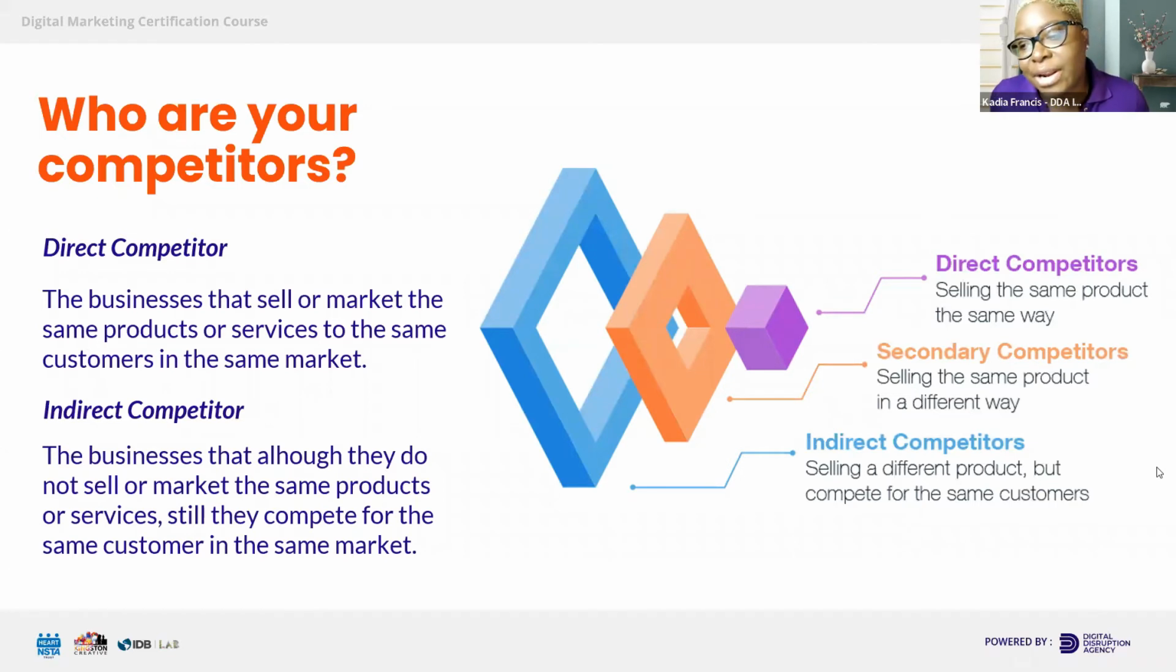But there's another category that I call secondary competitors. Let me tell you why I don't really want to muddle the water with secondary competitors. Because your secondary competitors are really your direct competitors, but it's really how they're marketing the product and service. I'll give you an example. Microsoft Teams versus Zoom. They're direct competitors. But how Microsoft Teams does its virtual conferencing is different from how Zoom does its virtual conferencing.